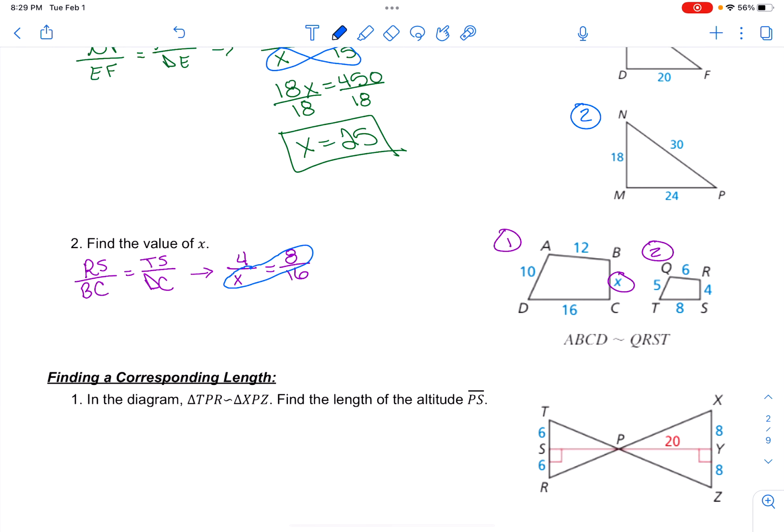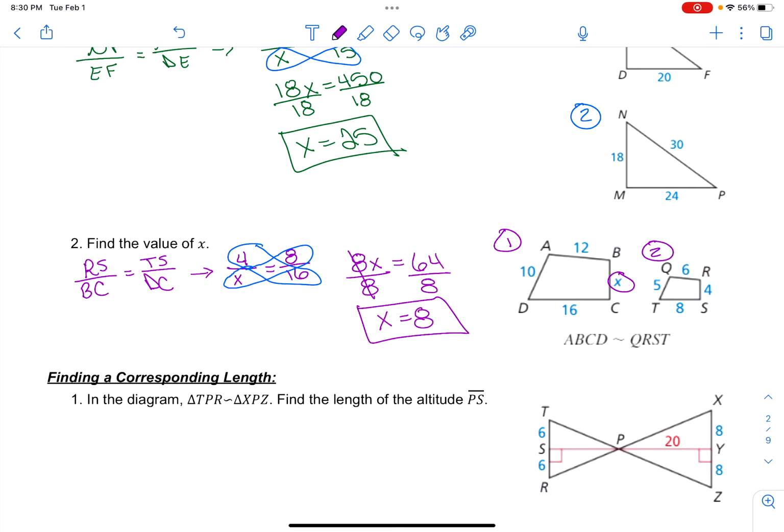So again, at this point, we do our cross multiply. 8 times X is just 8X. 4 times 16 is 64. And last, we just divide both sides by 8. And we get that X is 8.